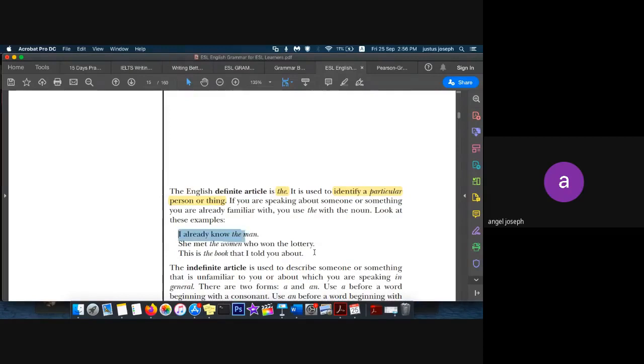Look at the examples here. I already know the man. If you say it like this, I already know man, instead of I already know the man, the sentence here is using a definite article. It's putting this word man inside a box, inside a jail. It's defining this man, telling us that somehow, somewhere, we know this man.